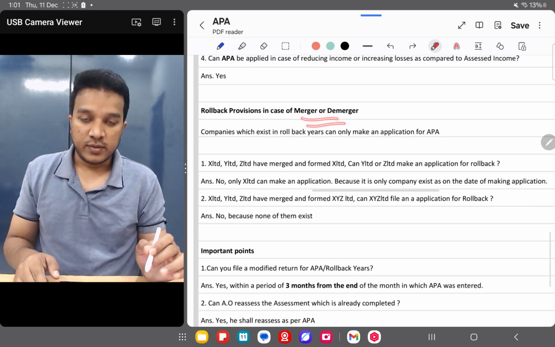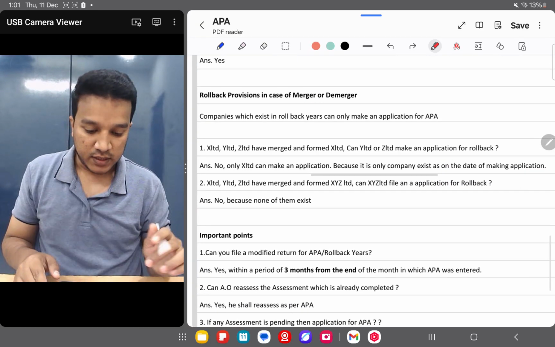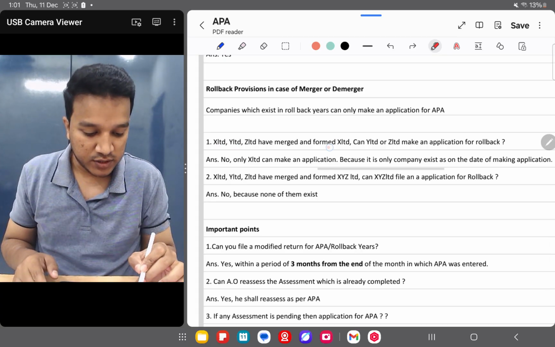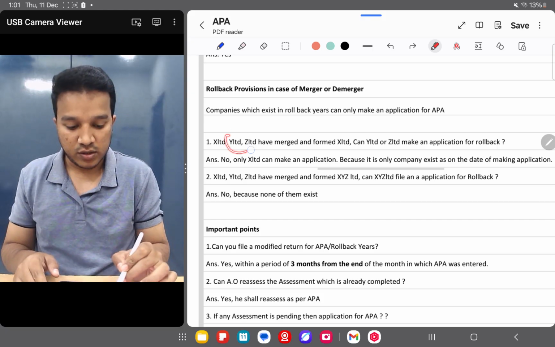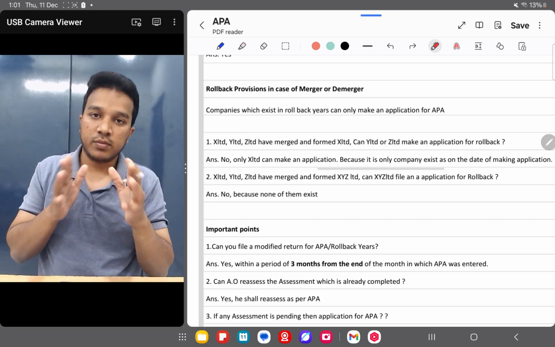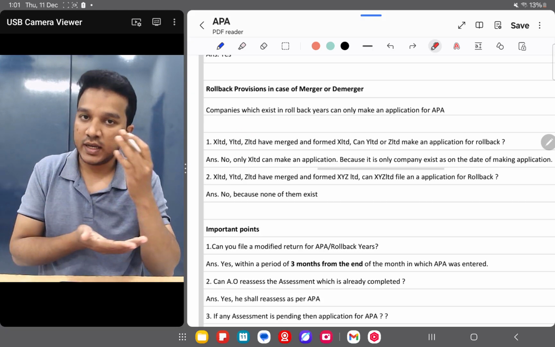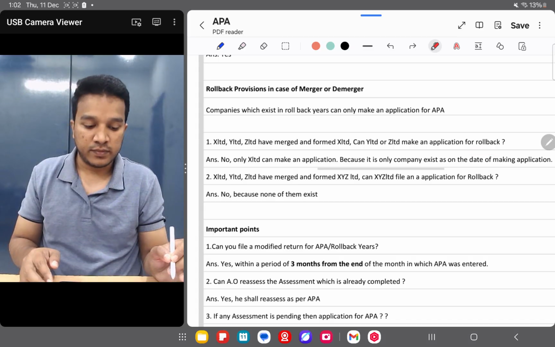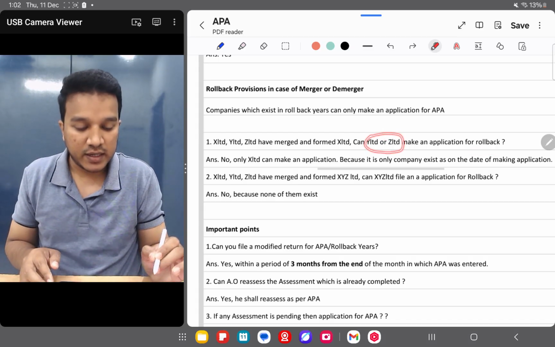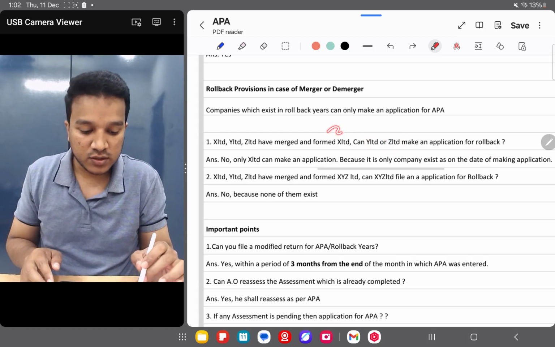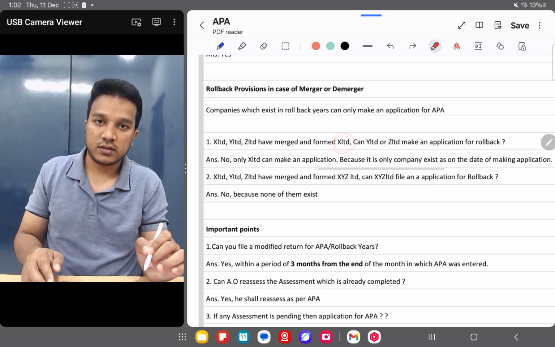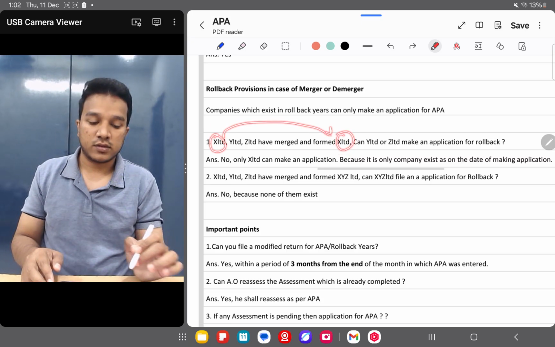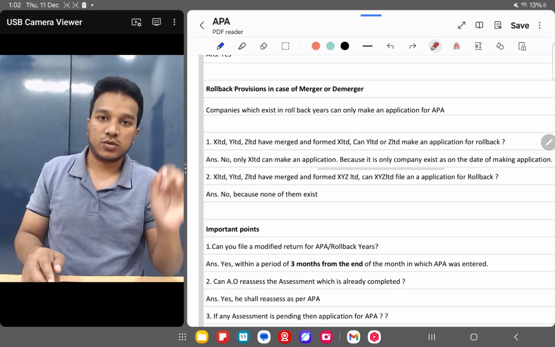Rollback provisions in case of merger, I'll explain with an example. See, here X limited, Y limited and Z limited have merged and formed X limited. Y and Z limited got merged into X limited only. Now only X limited is existing. The question is who can make an application for rollback. Can Y and Z make an application? The answer is no, they don't exist. Who is existing now? X limited is existing. So only X limited can make an application for rollback.